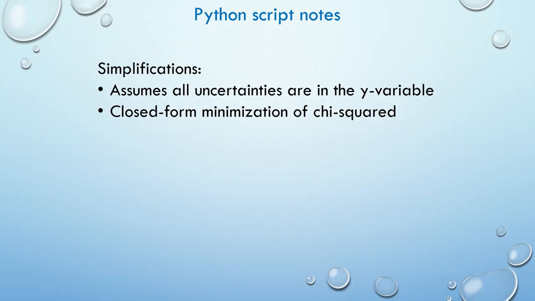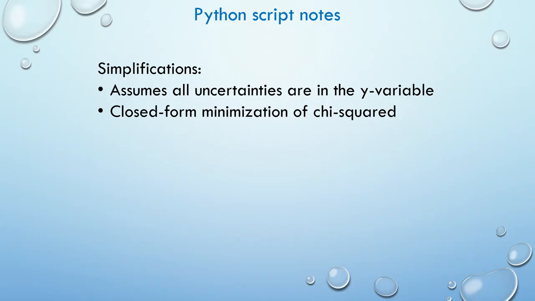To make the code short and understandable, two simplifications are used. First, all uncertainties are assumed to be in the y variables, not the x variables. This is a reasonable assumption in physics experiments where we can usually precisely vary the independent variable, for example, adding known masses or varying an angle.